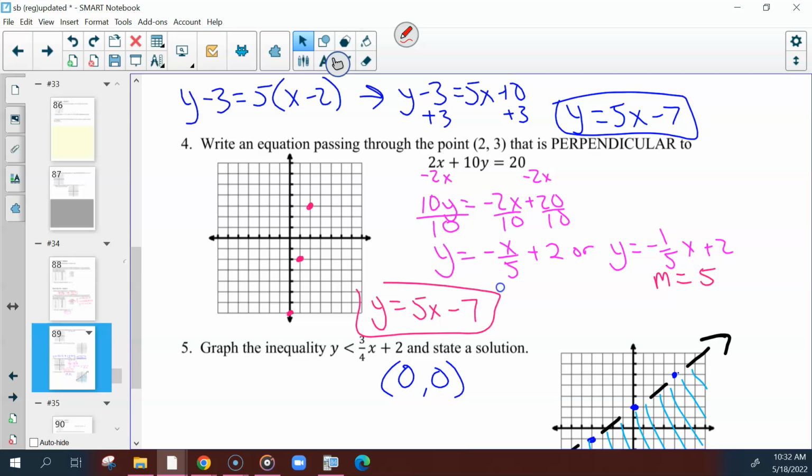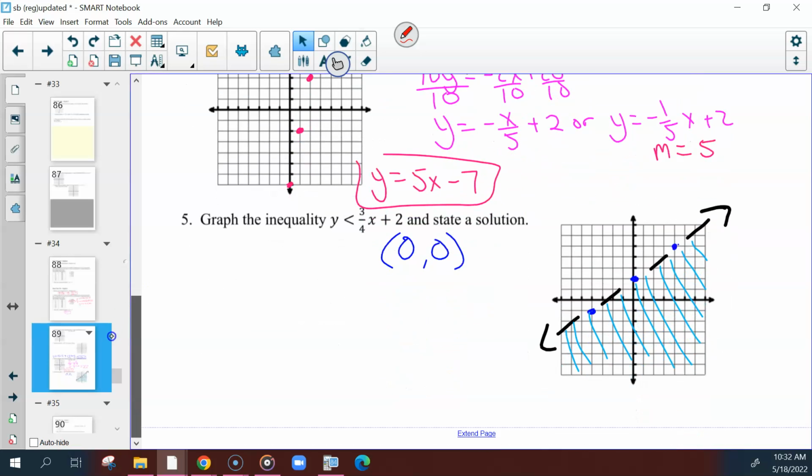Questions on 4 before we move on? For number 5, you need to graph this and state a solution. So this would start at 2, go up 3 to the right 4, and go down 3 to the left 4. This would be a dashed line, so it's not included, shaded below. And you can pick any point that was a solution or pick 0, 0.